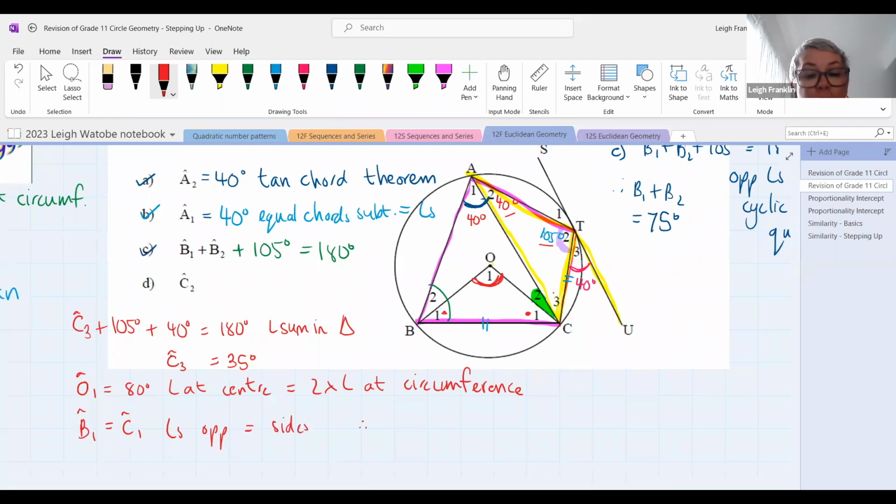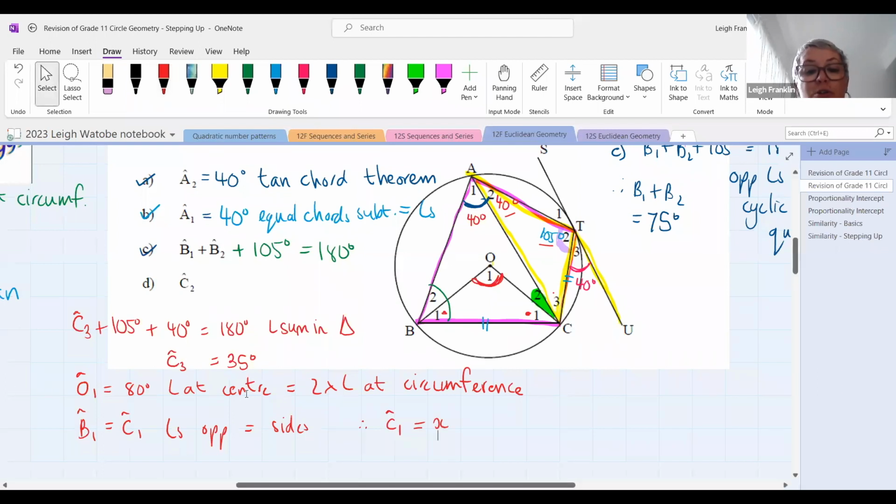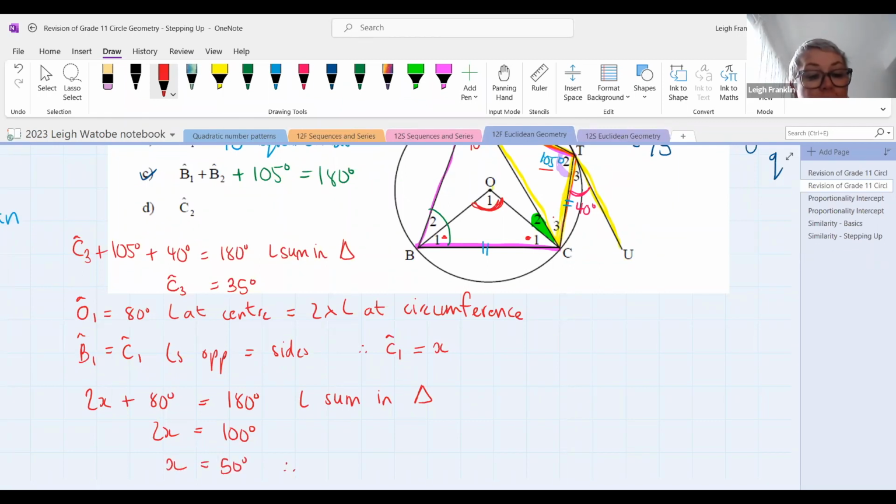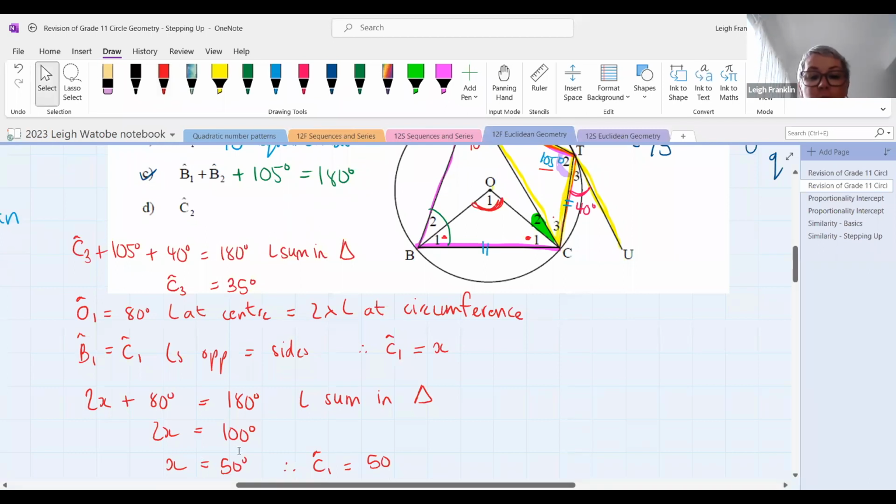So what we can do is let C1 be equal to X. If C1 is X and B1 is X, we would have 2X plus 80 equals 180 degrees. We're working in triangle BOC, angle sum of a triangle. So that means that 2X would be equal to 100. And as you said, Amukalani, X would be equal to 50. So that means that C1 is 50. We're nearly there. This one was a bit of a process, not particularly difficult, but just a bit of a process.